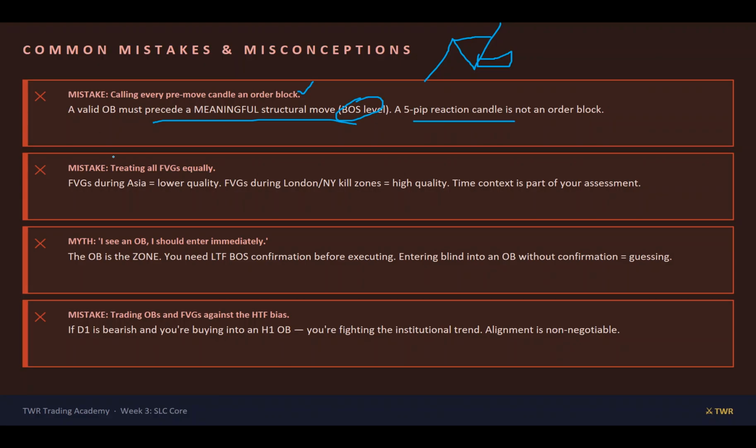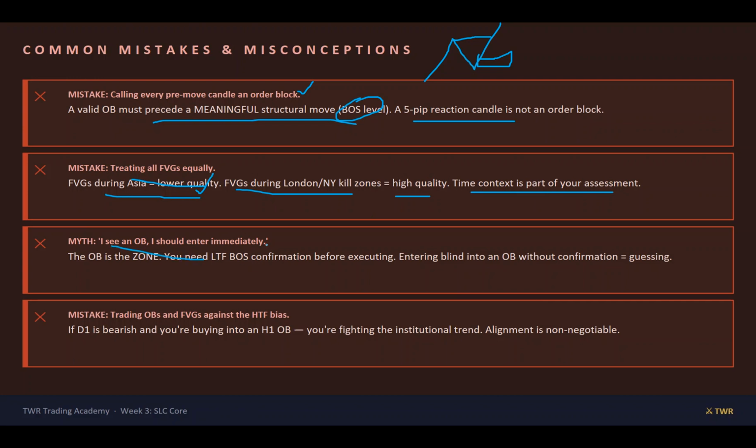The next one, treating all fair value gaps equally. Fair value gaps that have been formed during the Asian session are low quality. Remember we talked about sessions in our first lesson. But fair value gaps that have been formed during London and New York are high quality. Time context is part of your assessment.